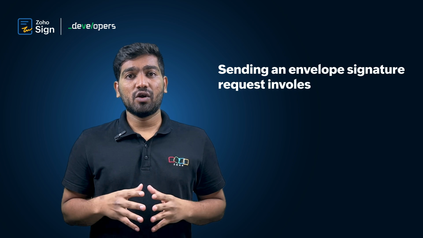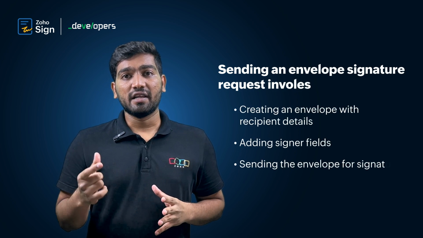Okay, now let's begin with the simple task of creating and sending a document signature request using Zoho Sign REST APIs. This involves creating the document with recipient details, adding fields, and sending the document for signature.